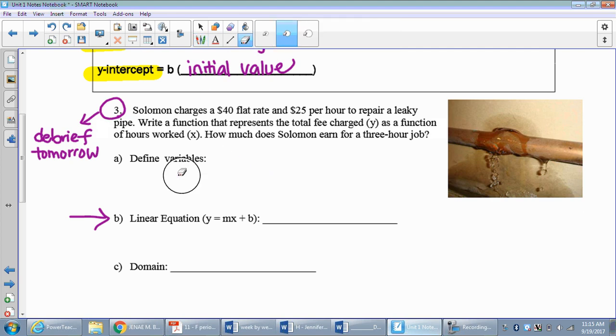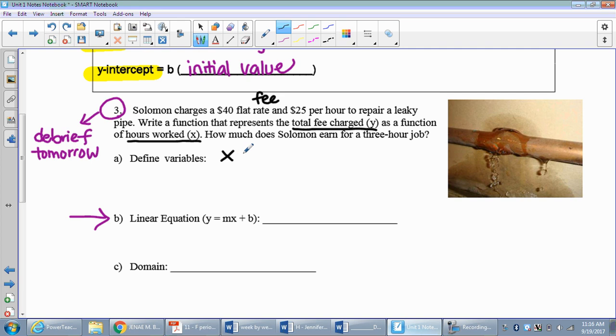It says Solomon charges a $40 flat rate fee. There should be the word fee there. And $25 per hour to repair a leaky pipe. Write a function that represents the total fee charged, y, as a function of hours worked, x. How much does he earn for a 3-hour job? Defining our variables, I noticed when I was reading and I underlined x is number of hours and y is total fee charged.